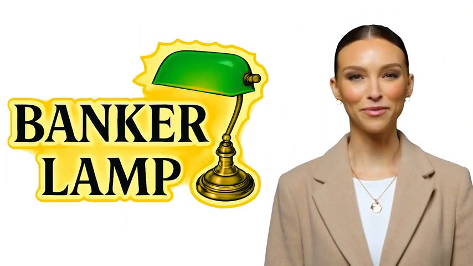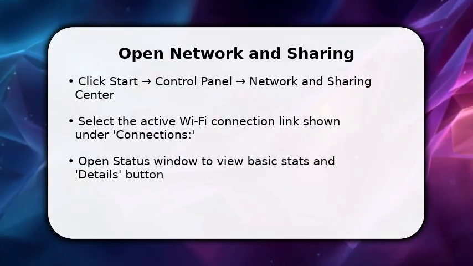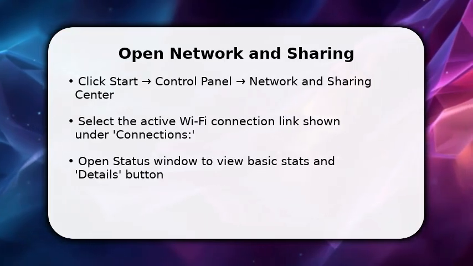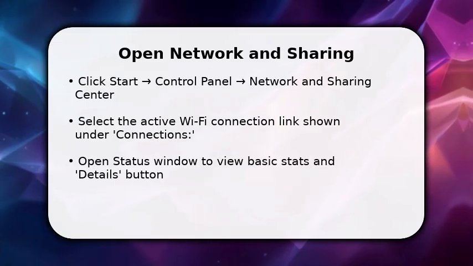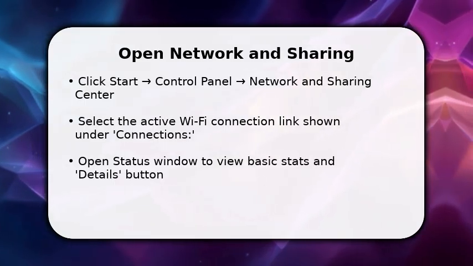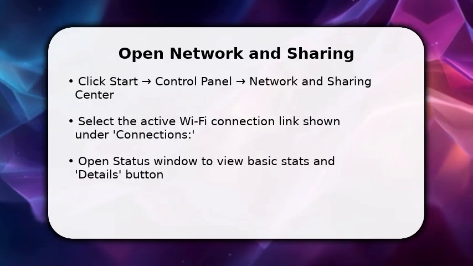Please enjoy the video. You begin by opening Network and Sharing Center in Control Panel. This is where Windows 7 reports connection status. Click the active Wi-Fi link under Connections to open the status dialog.